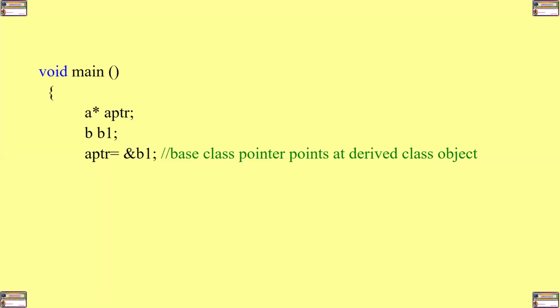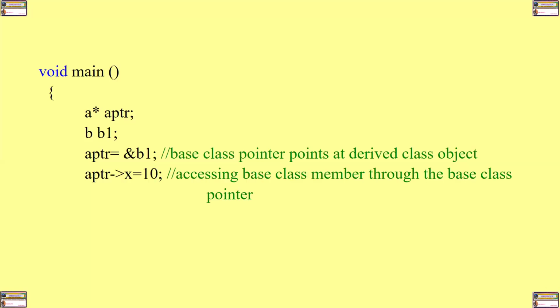So how is it doing that? Note that B1 is an instance for class B. And therefore, when the address for instance B1 is assigned into the memory location for the pointer that's supposed to point to class A, it simply means that the base class pointer is now pointing at a derived class object.